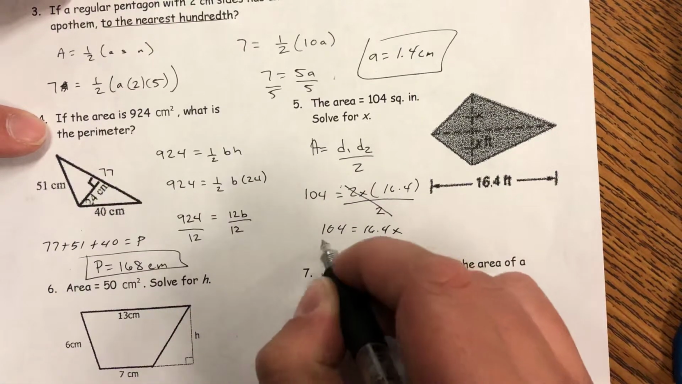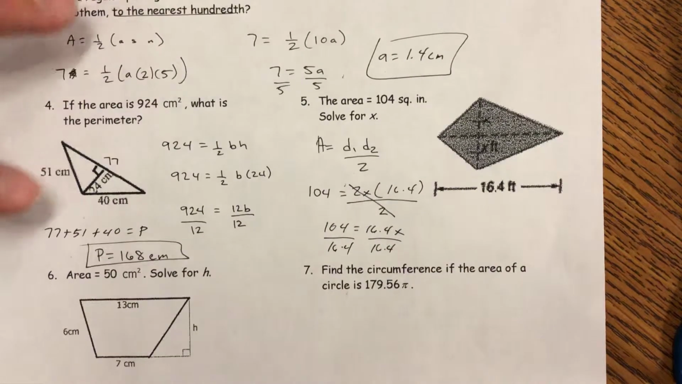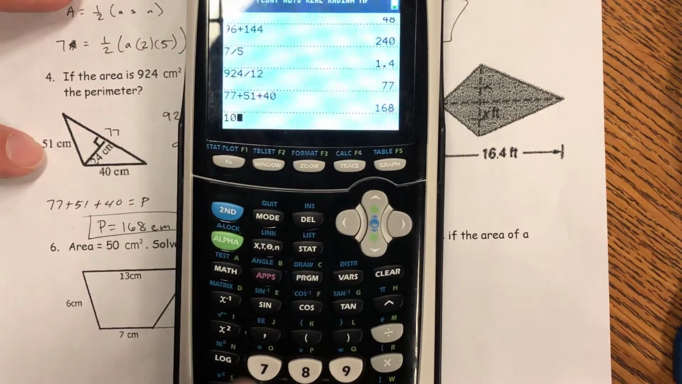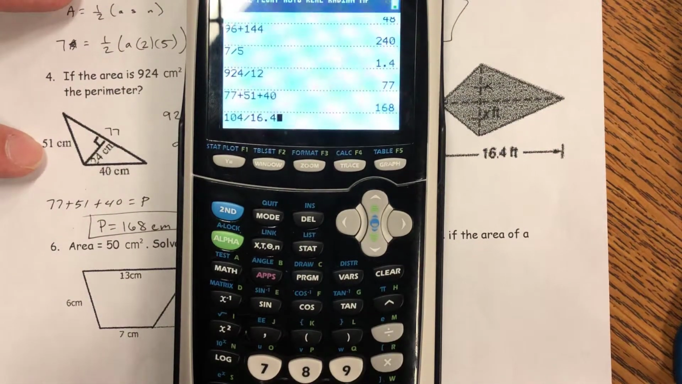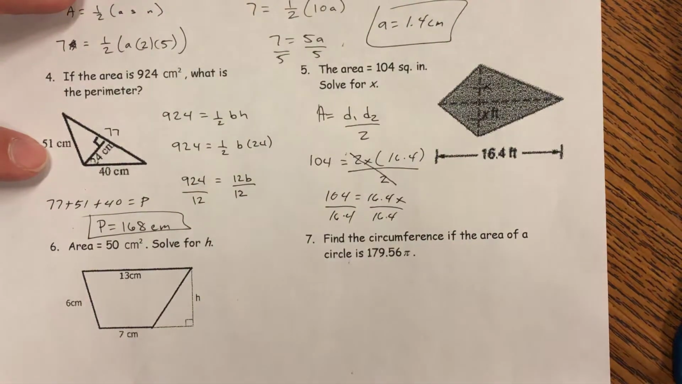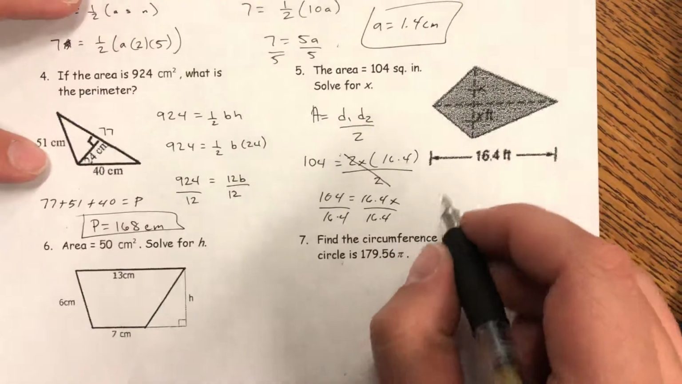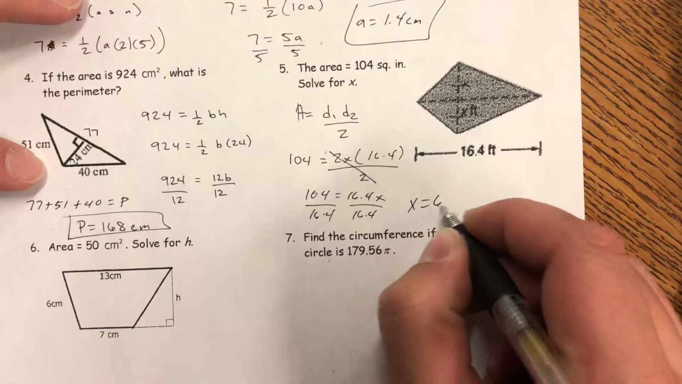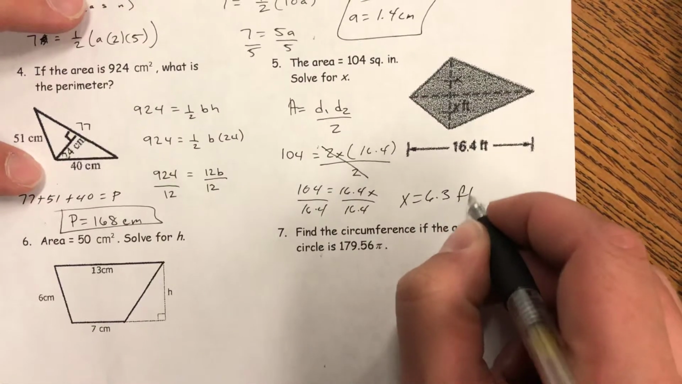Divide by 16.4. And 104 divided by 16.4 is 6.3. Let's just round it. X equals 6.3 feet.